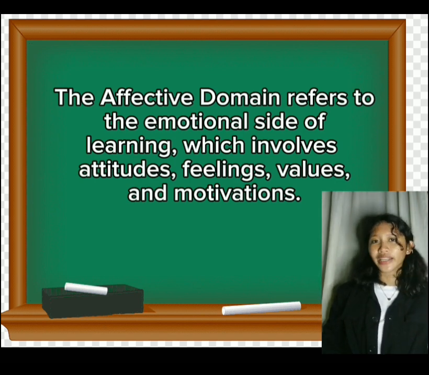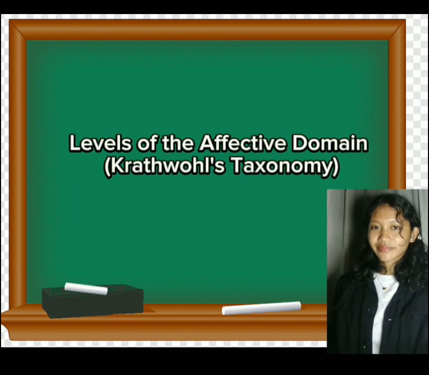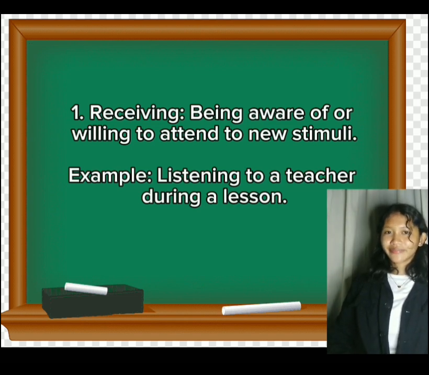The most widely accepted model for the affective domain comes from Krathwohl's taxonomy, which includes 5 levels. There are 5 levels of the affective domain of Krathwohl's taxonomy. Number 1 is receiving, being aware of or willing to attend to new stimuli. Example, listening to a teacher during a lesson.